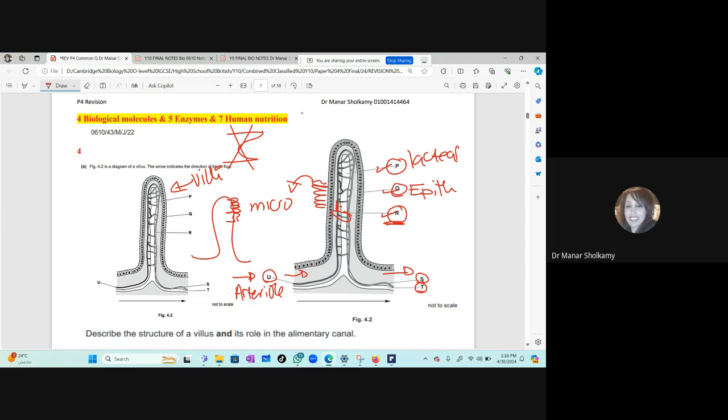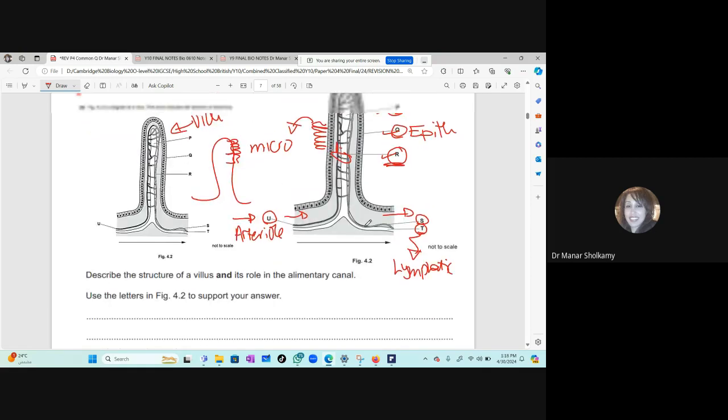Now, we labeled P, Q, R. Now, T. I don't expect you to know what T is, but this lacteal that you told me P is, correct? This lacteal is part of what? Which system? Lymphatic system. Excellent. So T is the lymphatic system. It's a little bit too advanced. They will not ask you for details.